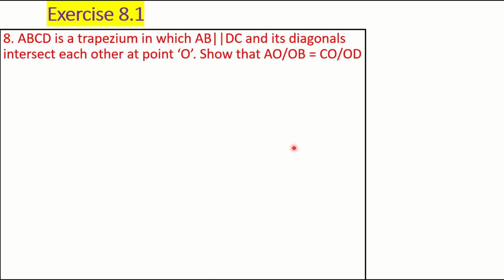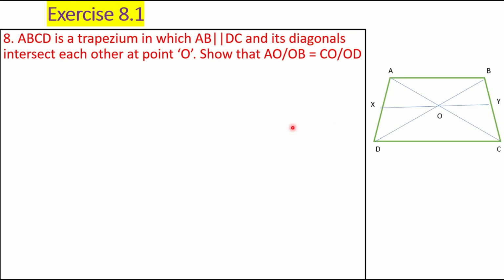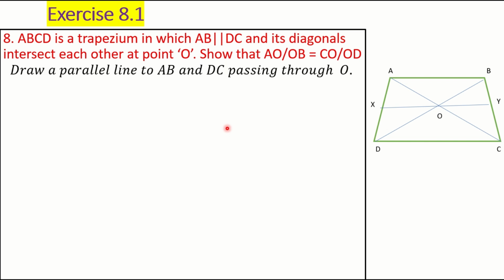Next. ABCD is a trapezium in which AB is parallel to DC and its diagonals intersect at the point O. Show that OA by OB equal to OC by OD. So what we have to do is draw a parallel line through O, cutting sides AD and BC at X and Y.